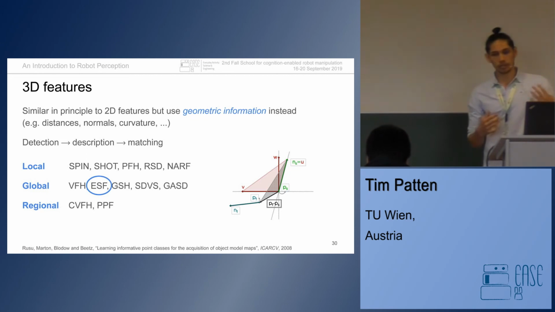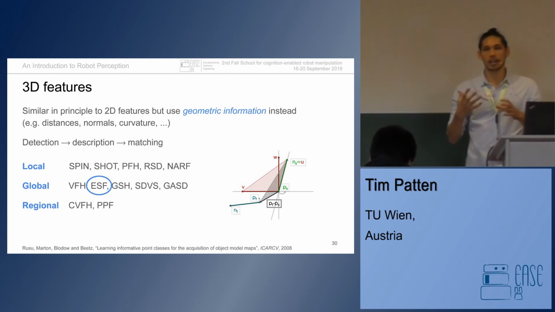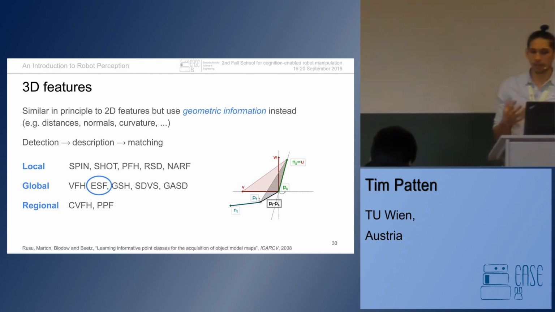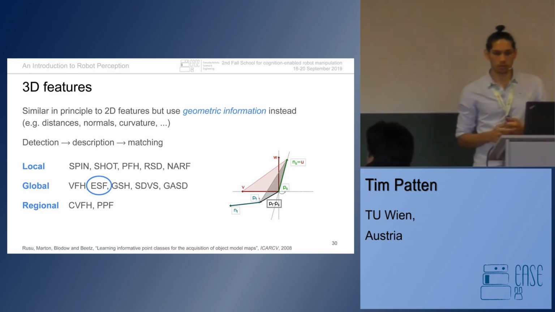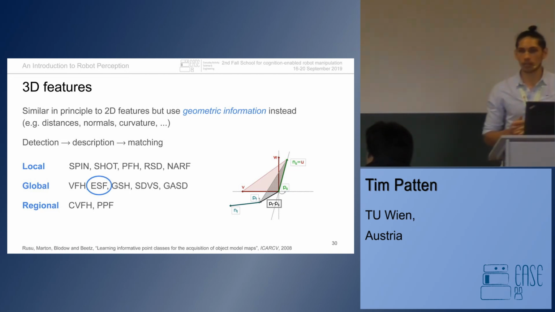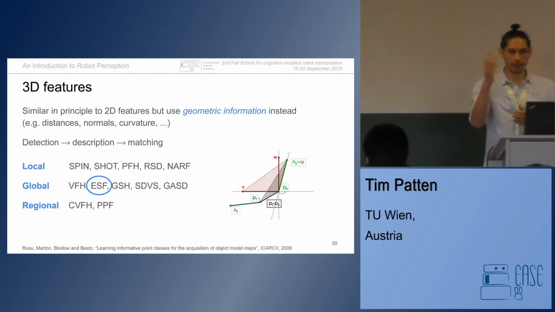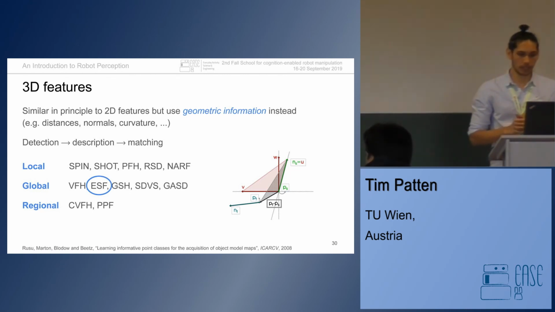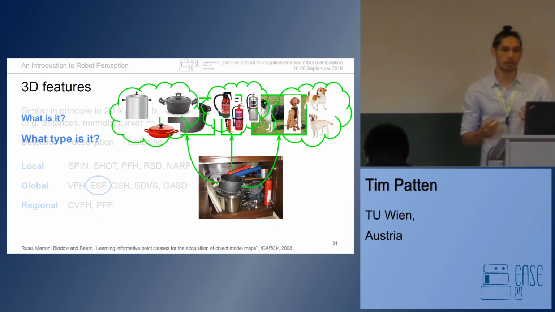Okay, and so like 2D features, there are also the equivalent 3D features. But instead of looking at color or intensities, 3D features look at the geometric information, so things like distances, normals, and curvature. And 3D recognition follows a very similar pipeline: detection, then description, then matching. And there are various descriptors here. So I'll focus on one, the ESF feature, and just to change it up a bit, I'll look at not the recognition task, but actually classification, so a little bit more general.